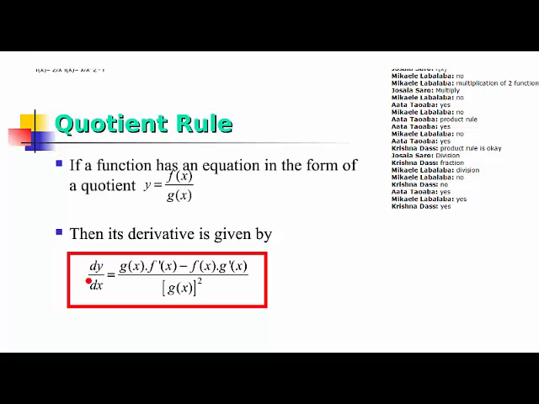Now dy over dx is equal to, so we're going to put the function in the denominator as it is, and we have to differentiate the function in the numerator, minus, we are going to put the function in the numerator as it is, multiplied by the differential of the function in the denominator, divided by the square of the denominator.